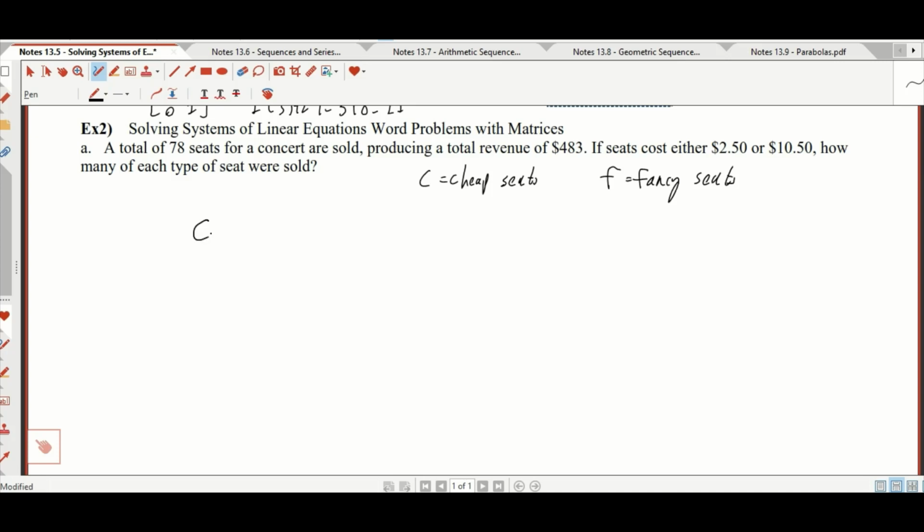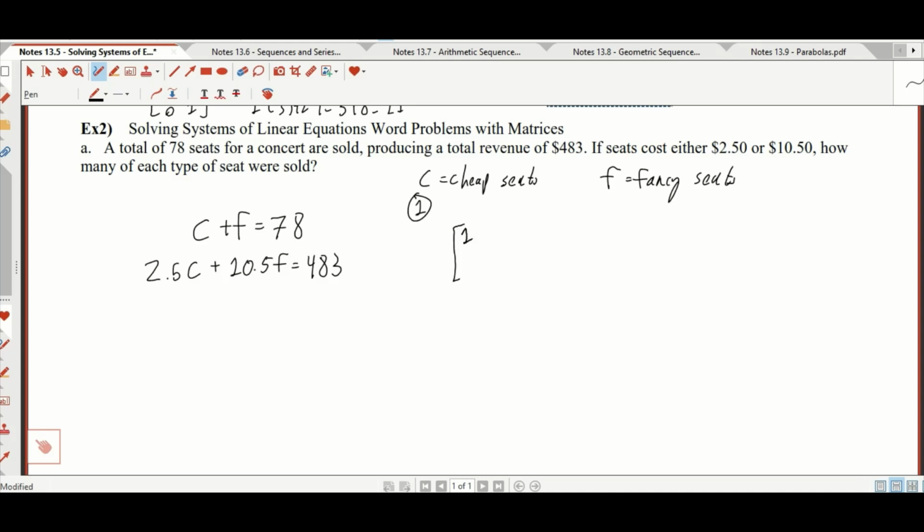So I know that the number of cheap seats plus the number of fancy seats is equal to the 78 seats that you sold. I also know that $2.50, which I'm going to call 2.5, times the cheap seats, plus $10.50, which I'm going to call 10.5, times the fancy seats, however many of those, will show us how much we made, $483. So if we run this through the steps, 1, we're going to write it in matrix form.